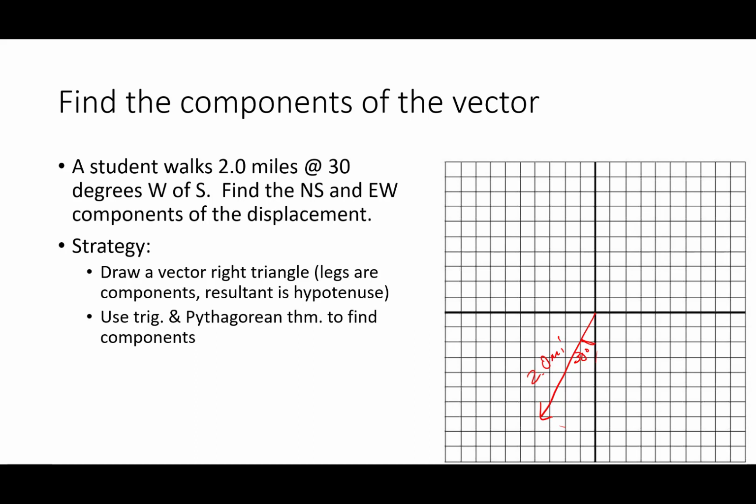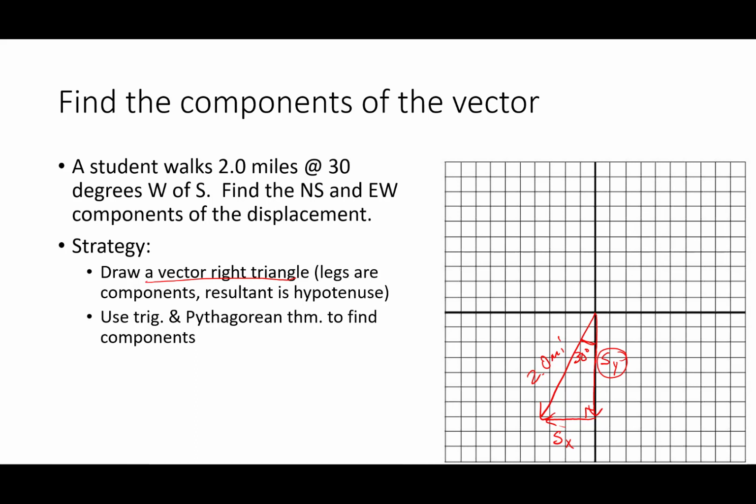To figure this out, I'm going to draw a vector right triangle. The legs are my components. The resultant is my hypotenuse. So I could do a triangle down, one leg, another leg, and call these SY and SX. That forms a right triangle. Then we use trig and the Pythagorean theorem to solve for the components. Let's solve for SY first.